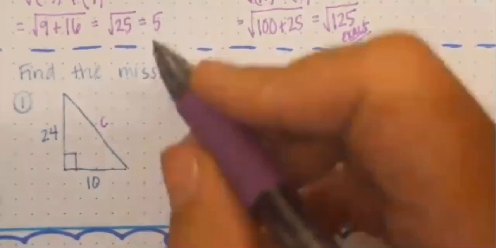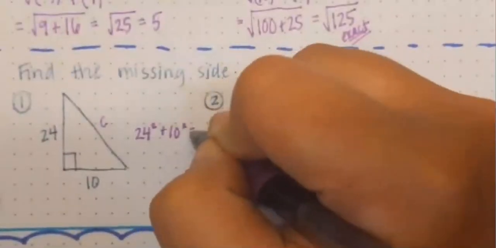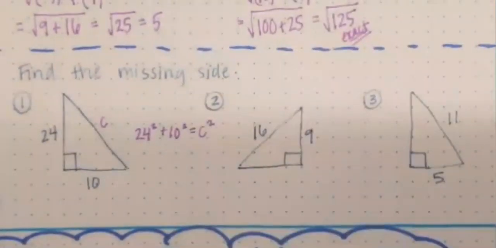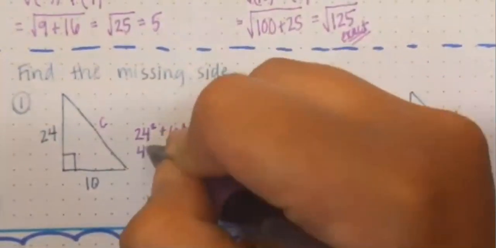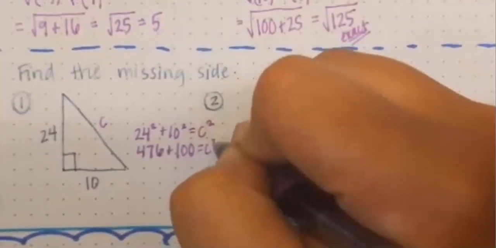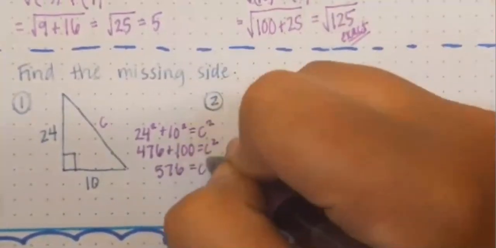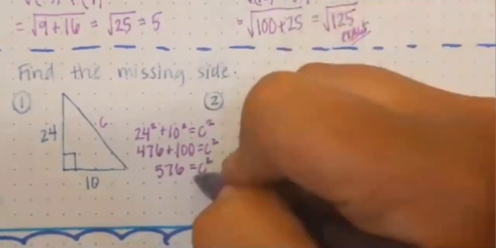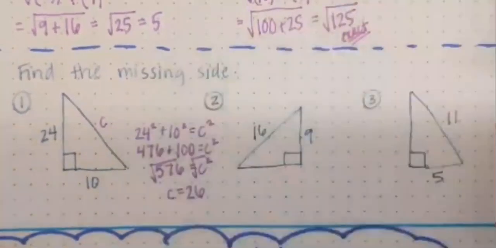So when I start plugging in, I'm going to say 24 squared plus 10 squared equals C squared. Then I'm going to simplify. 24 squared is, let's see, 476. And then 10 squared is 100. 476 plus 100 is 576. And then I take the square root to get C by itself. So C ends up being 26. That's my missing side.